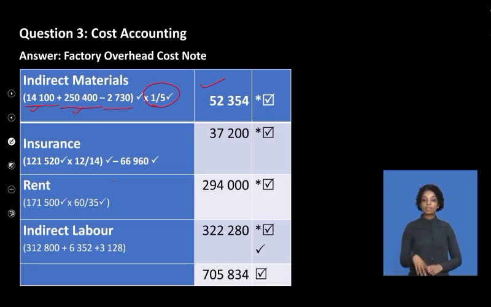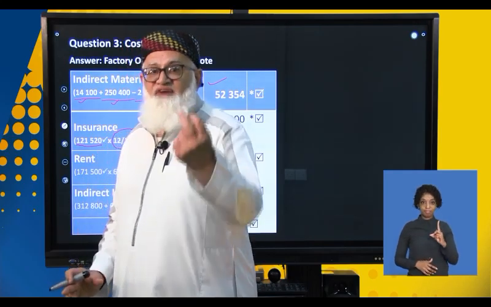Immediately you tell yourself that 121,520 was the total amount that was paid for insurance. Now remember, they told you that it included 2 months that were not in the financial period. So the first step that you take there is you take the amount and you put 12 over 14 because you want the amount for this year. So step number 1, find out the insurance value for this year.